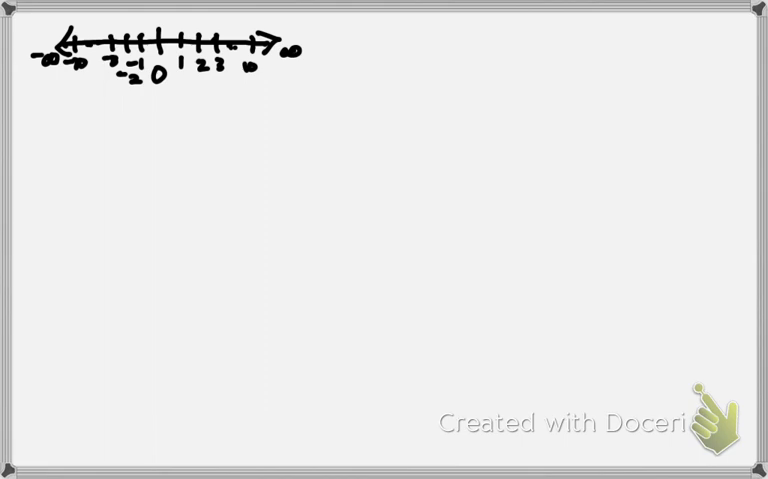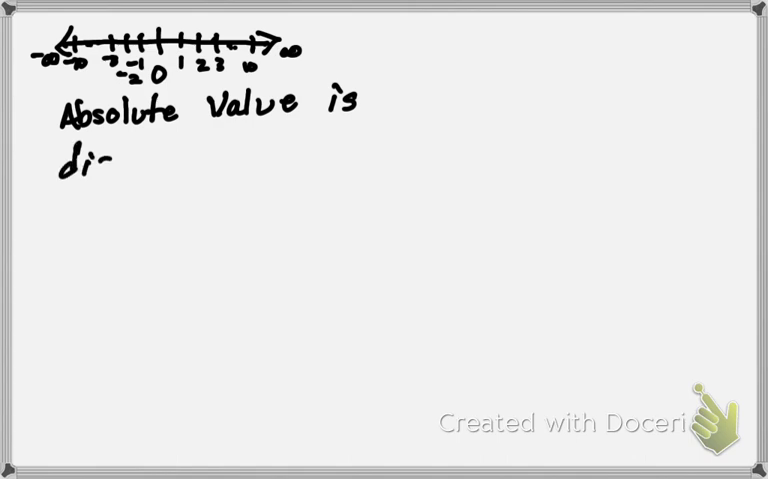So, like I said, absolute value is distance from zero, and distance is always positive. Always. I can't say that something is -3 feet long. If I say, what's the distance here, you measure it and you speak it. It doesn't matter which way we're going. So absolute value is never negative.